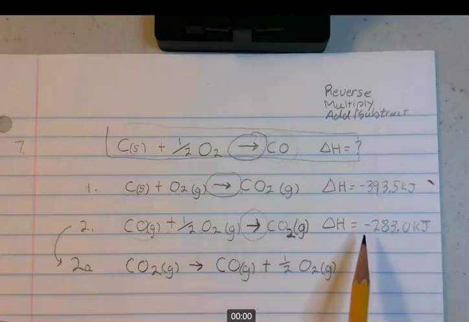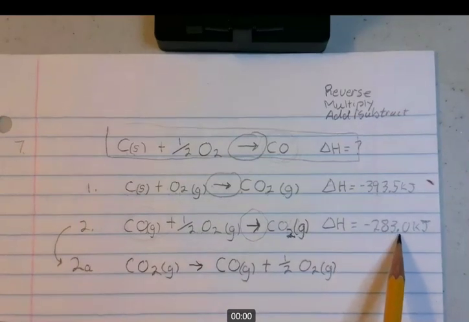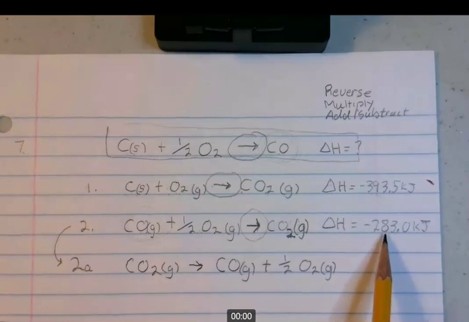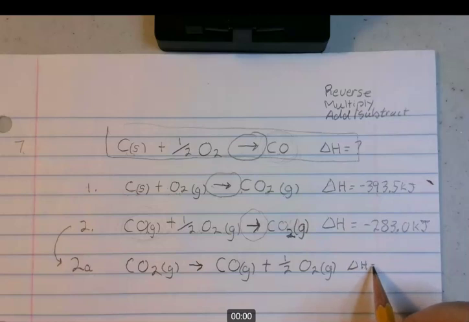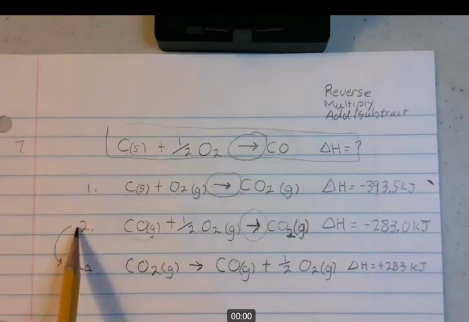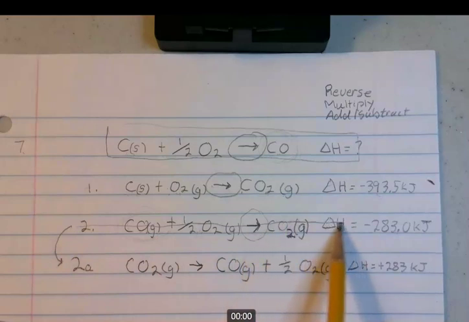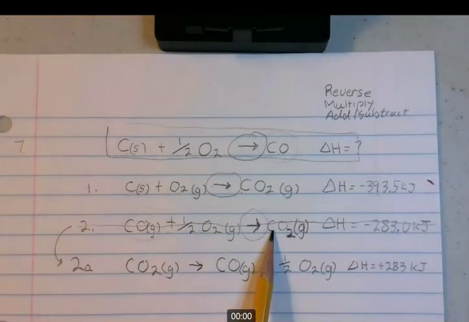Now, when we did that, we have to take this enthalpy and change the sign. So it's still 283, but it becomes positive. So now delta H equals positive 283 kilojoules. Right? And then the last thing I usually do is just very lightly draw a line through this whole thing. You don't want to make the mistake of using this anymore. You're done with that. You've changed it. So we now have equations 1 and 2a to work with.